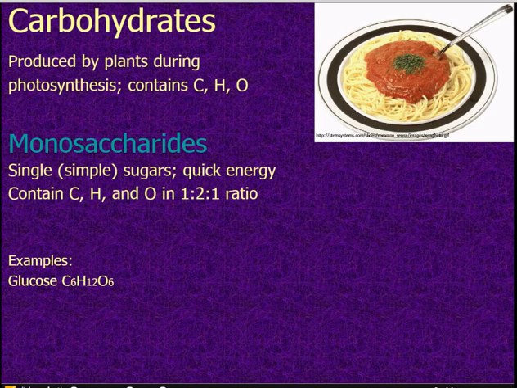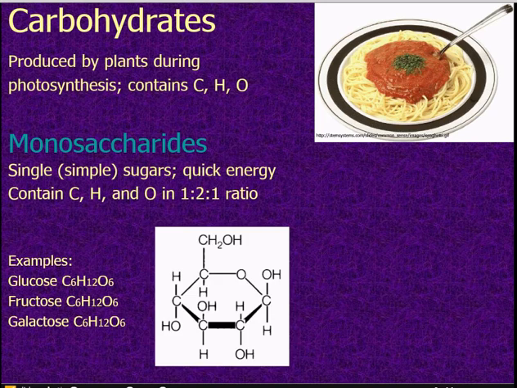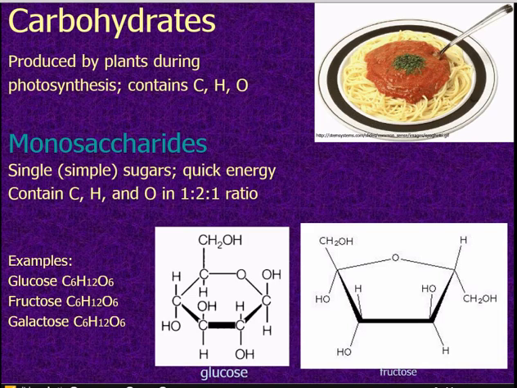Notice glucose has 6 carbons, 12 hydrogens, 6 oxygens, 1 to 2 to 1. What's interesting is fructose has the same chemical formula, and so does galactose. But on top of that, they have different structural formulas. So glucose, even though it has 6 carbons and 12 hydrogens and 6 oxygens, is actually shaped differently than fructose. So when these two sugars, for example, touch your tongue, they taste slightly different. They're both sweet, they both are sugars, but the flavor is actually discernible because they have slightly different shapes.